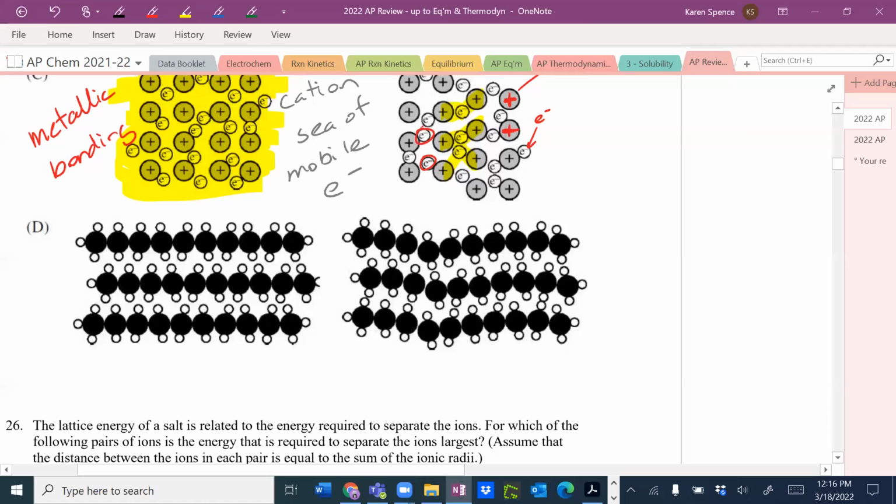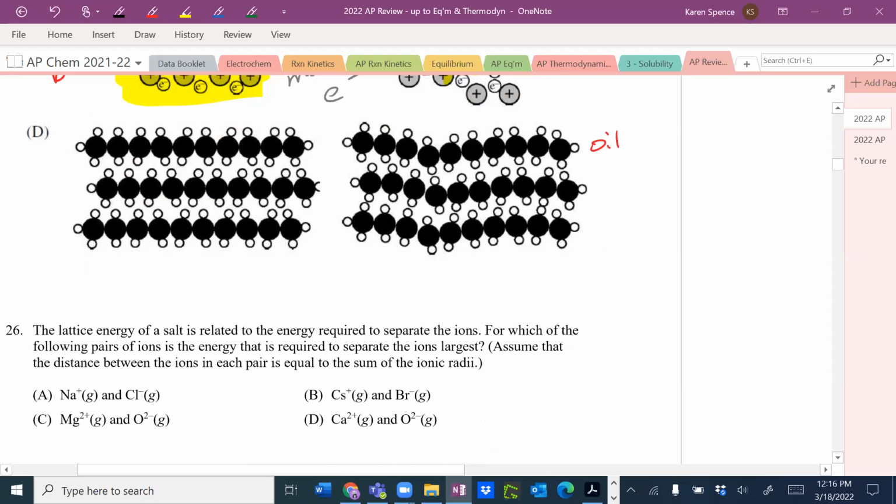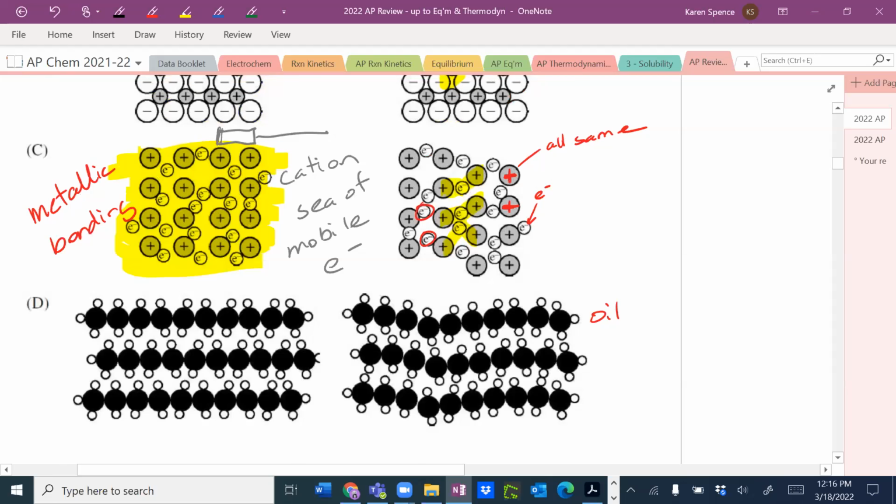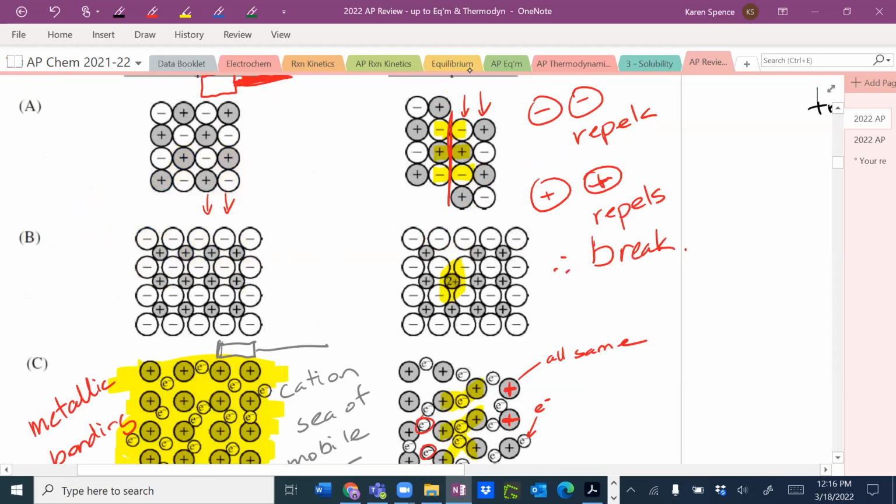This last one looks like a long hydrocarbon. Yeah, so this would be like an oil, something like that. Okay. What did we say the answer was? We said the answer was A. Okay.